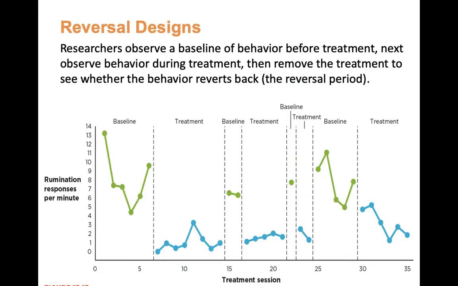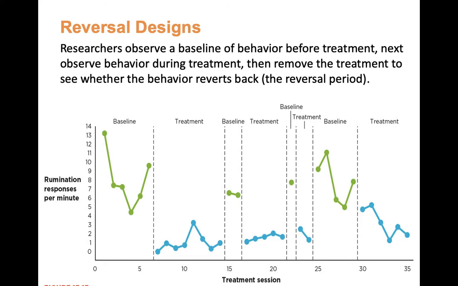Third design is called a reversal design. In this type of study, researchers usually observe a baseline period in which they're looking for a specific behavior, and they look at that baseline before a treatment is given. Next, they observe the behavior of the subject during the treatment. Then they remove the treatment to see whether the behavior reverts back, and that's known as a reversal period.